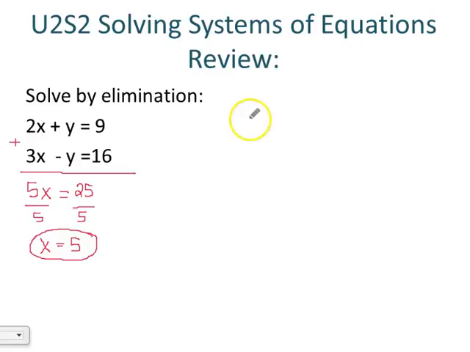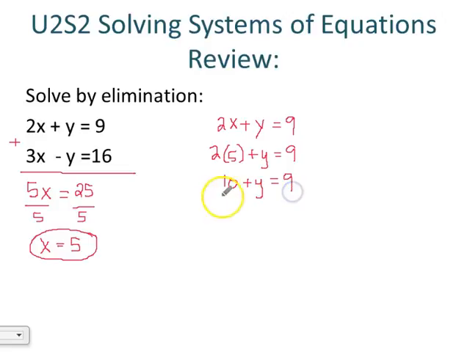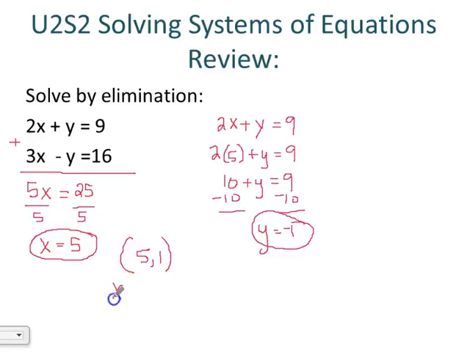So I go back up to my original equations. I choose either one. I'm just going to choose that first equation, 2x plus y equals 9. And now I'm going to substitute in my x equals 5 and solve for y. 2 times 5 is 10. 10 plus y equals 9. Subtract each side by 10, and I get y equals negative 1. So my solution as a coordinate, I could write it as 5, negative 1, and that's the same thing as saying x equals 5 and y equals negative 1. And that's our solution there.